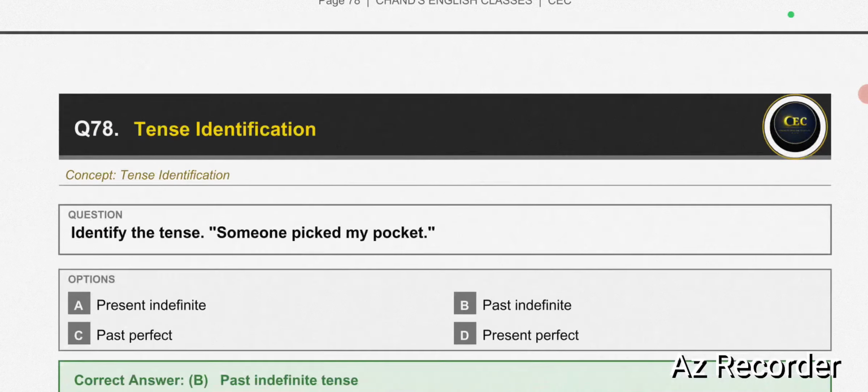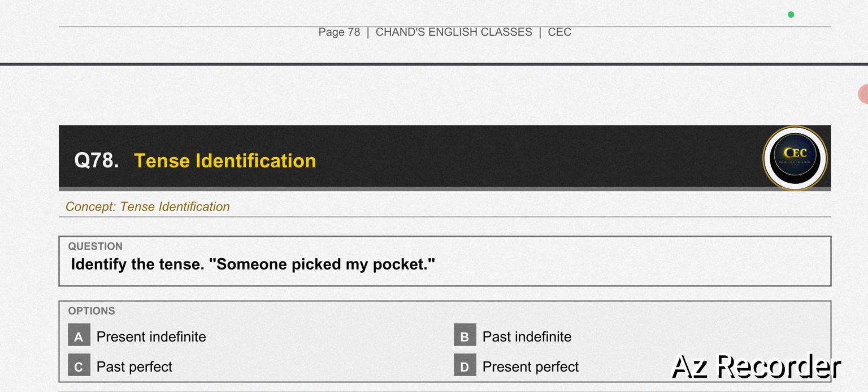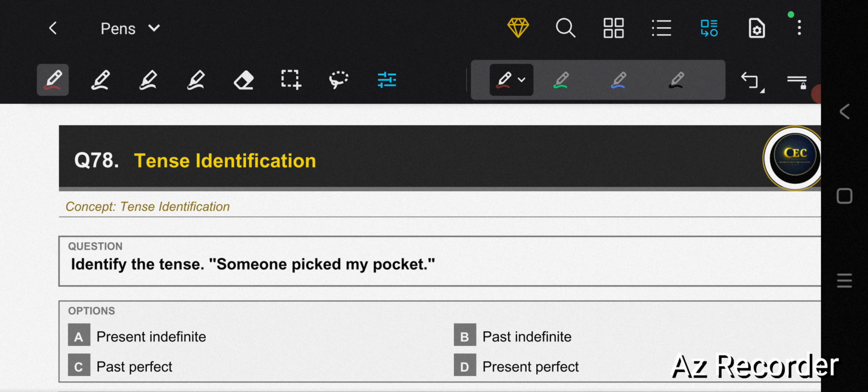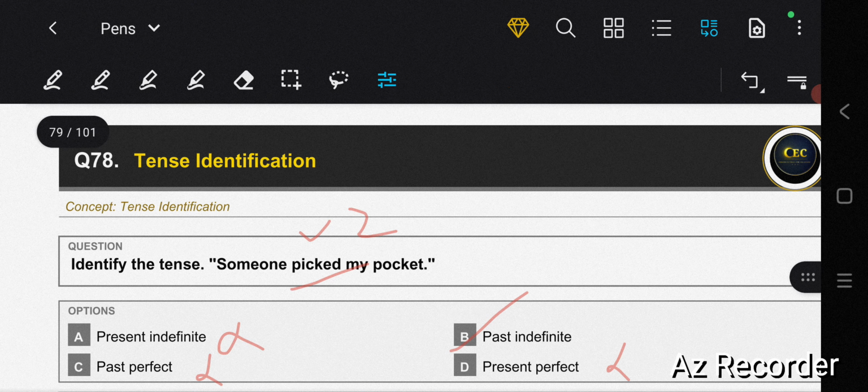Now the next question. Once again, tense identification. Someone picked my pocket. So what is the verb here? We have to check up. Picked, it means verb. So what is the formation of the verb? Present indefinite, no, this is not the present indefinite. Past perfect, no, this may not be, because there is no had. Present perfect, it's not actually. So the past indefinite is the appropriate option for the question.